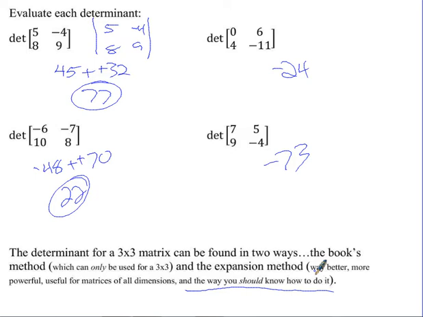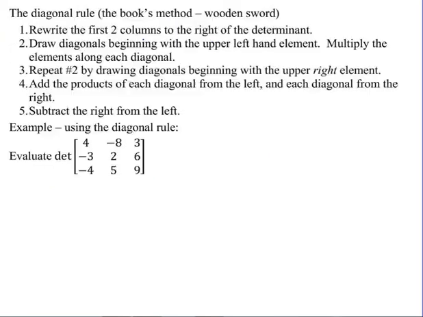So I'm showing you both methods because the diagonal method, the book's method, is in there, and I just want to show you how to do it. But I don't like it. It's the wooden sword. In fact, it's not even wooden really, it's like rotten. It's the rotten stick that you found in the woods and you're using it to defend yourself. Terrible.